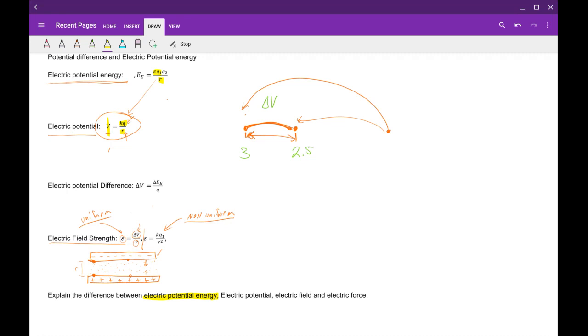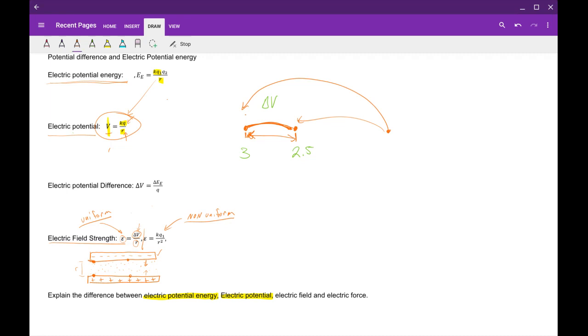What's the electric potential? The electric potential is a property of space around a single particle, Q, that's helpful for scientists. It allows scientists to keep track of the energy required to move to that location. Okay.